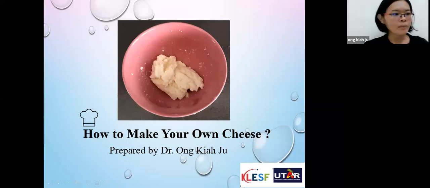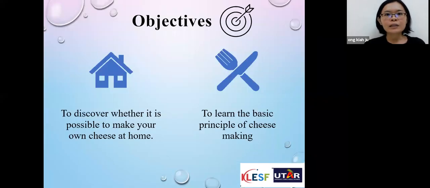Okay, so good morning to everyone, and today we will be learning how to make your own cheese. Is it possible to make your own cheese at home? The answer is yes. You can make your own cheese by using a few simple ingredients at your home. So there are two objectives for today's webinar. First is to discover whether you are able to produce your own cheese at home. And secondly, you'll be learning the basic principle of cheese making.